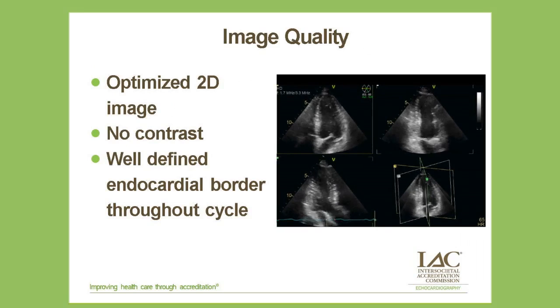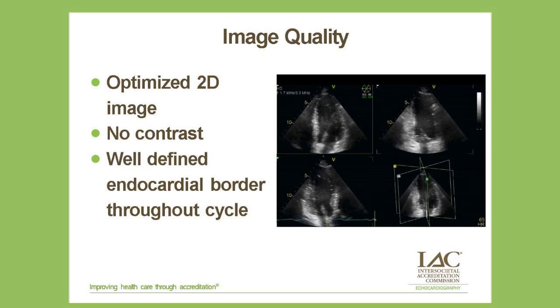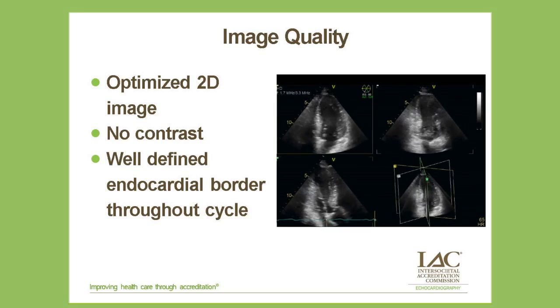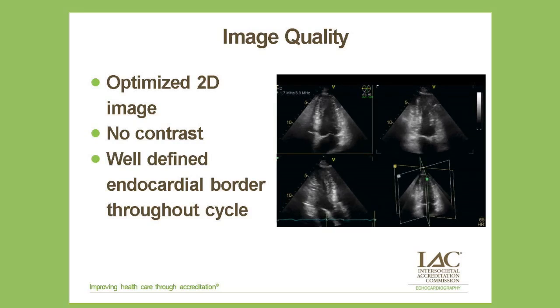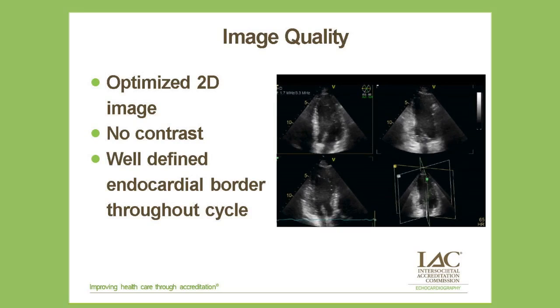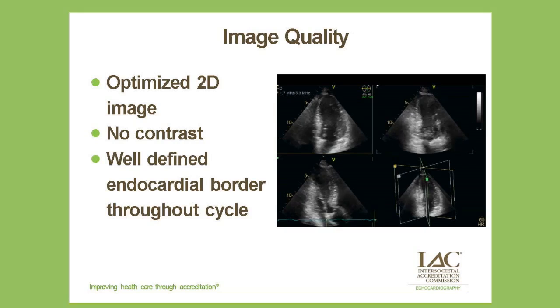Okay, so image quality is a huge factor for us with doing strain. We want to ensure that we've optimized the 2D image. We know that contrast doesn't really work with strain. It confuses the algorithm that's used to calculate strain. So that's not an option for us. So we really have to put on our sonographer hats and utilize good optimization of the image here. So what we're very concerned about is obtaining a well-defined endocardial border throughout the cardiac cycle in each of the three views.